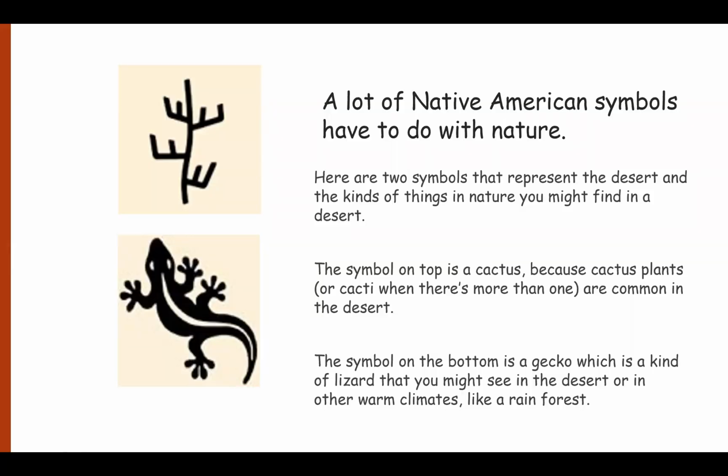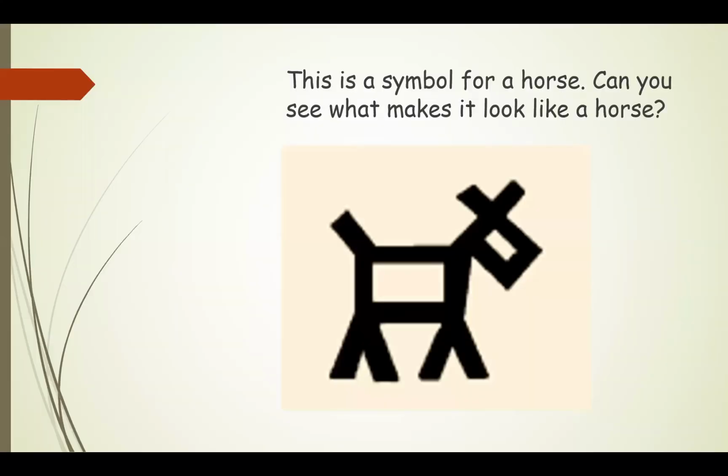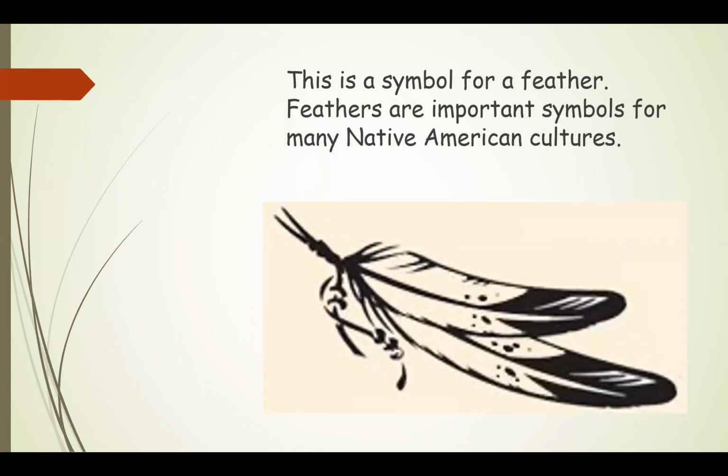A lot of Native American symbols have to do with nature. Here are 2 symbols that represent the desert and the kinds of things in nature you might find in a desert. The symbol on top is a cactus, because cactus plants or cacti, when there's more than one, are common in the desert. The symbol on the bottom is a gecko, which is a kind of lizard that you might see in the desert or in other warm climates, like a rainforest. This is a symbol for a horse. Can you see what makes it look like a horse? And this is a symbol for a feather.